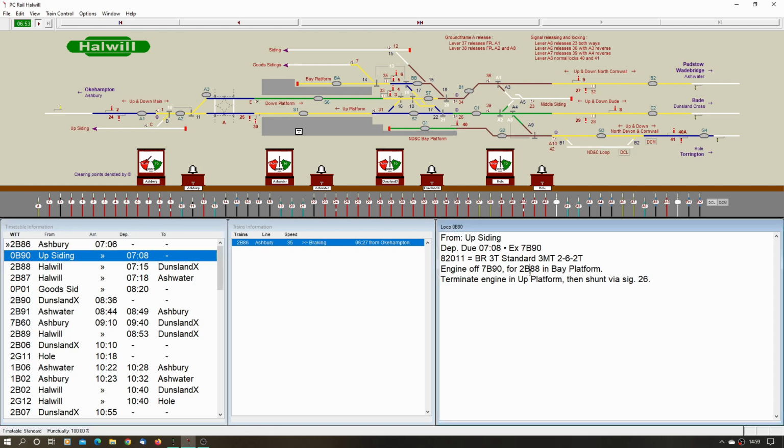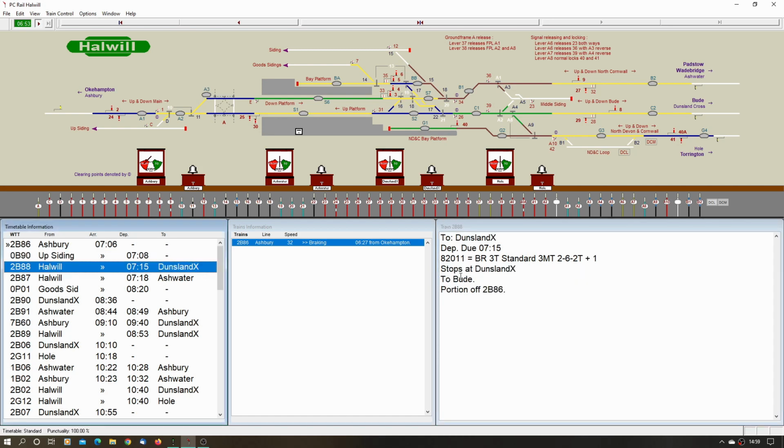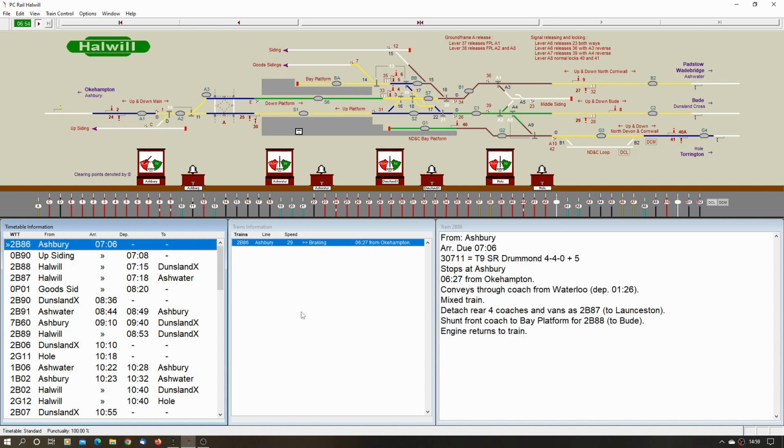Right, so he does this shunting on this. Oh, he wakes the 2B88 in the bay platform, which is Halwill to Bude via Dunsland Cross. Yes, I think that's where I got things delayed there, but we'll see if we can do better. I was learning the interlocking at this junction.